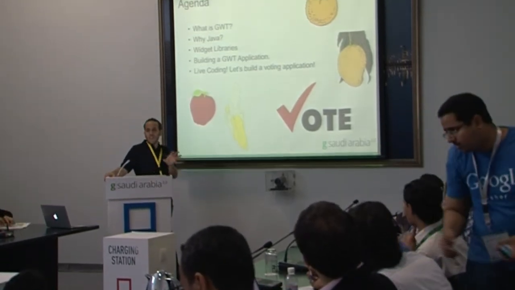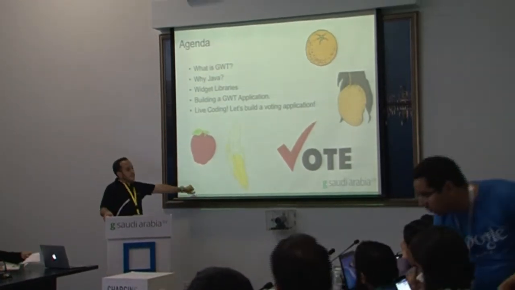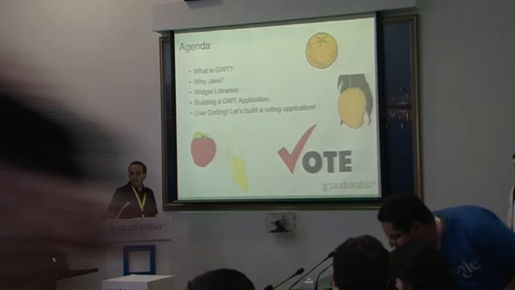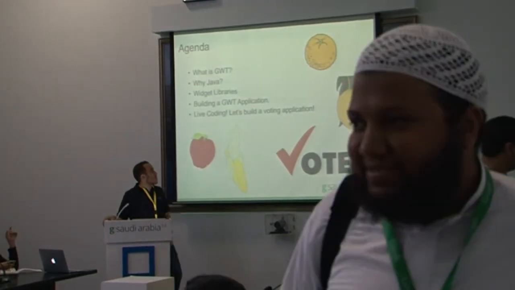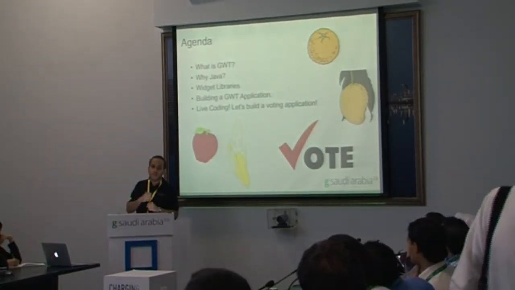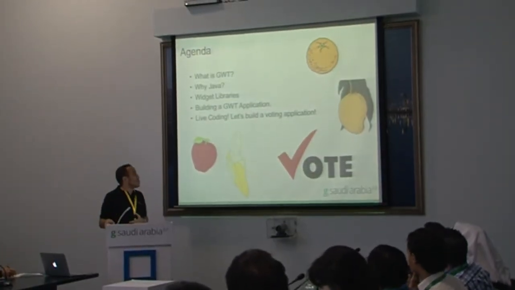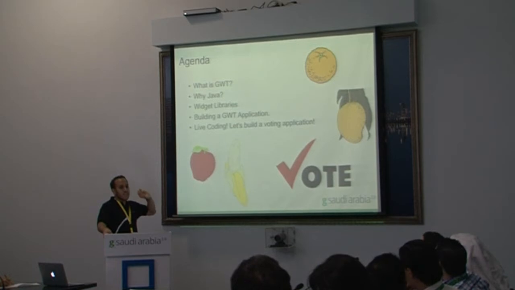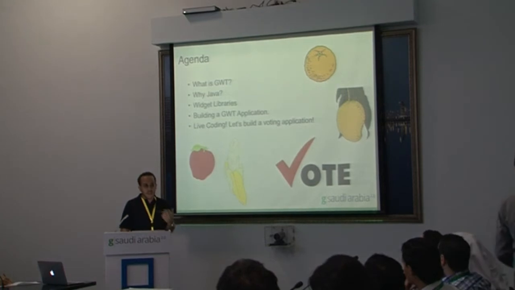So really quickly, I just want to give you an idea of where we're headed today. This is the agenda. I'm going to talk about what GWT is. How many of you know Java? Okay, so mostly everybody. Briefly, GWT is a framework that allows you to write Java code, and it translates the Java code into JavaScript. So it's mainly for front-end web development. I'm going to show you some widget libraries, and then we're going to actually build an application. If we have time, I'll do some live coding, and you can see what it's like.